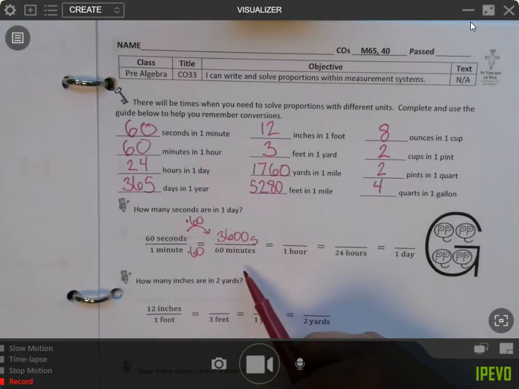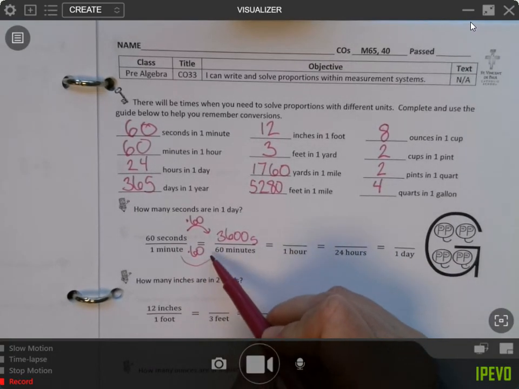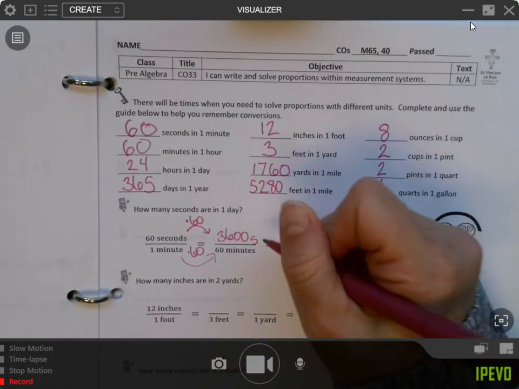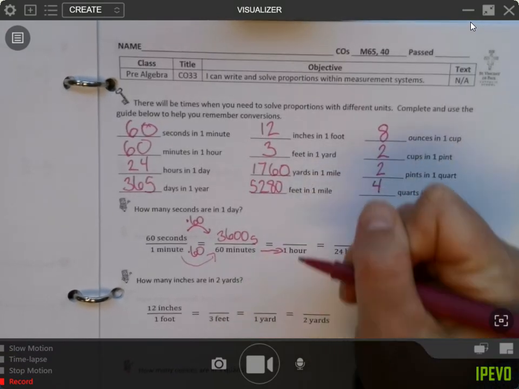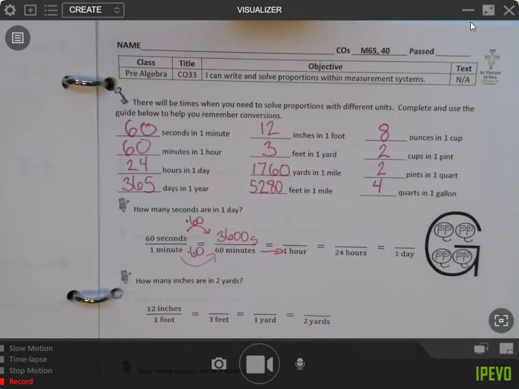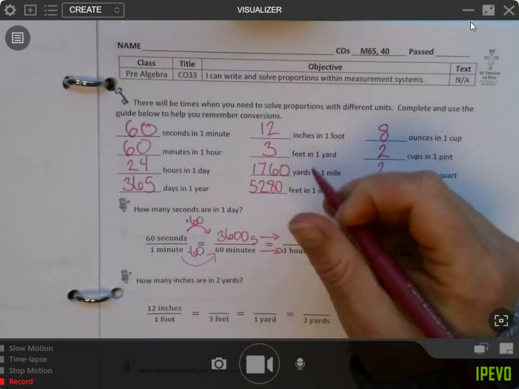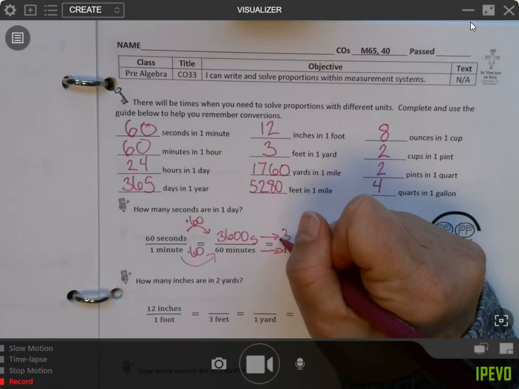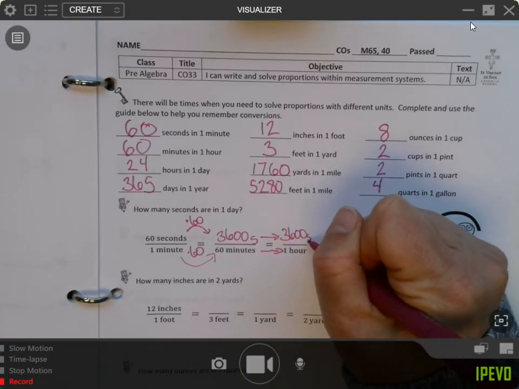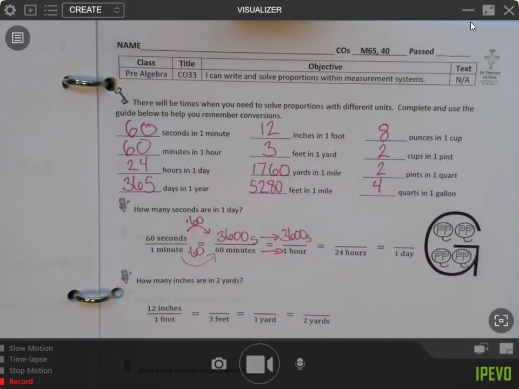Now to go from 60 minutes to 1 hour, that's a straight across conversion. 60 minutes is 1 hour. So we're just going straight across. So there's 3,600 seconds in 1 hour.